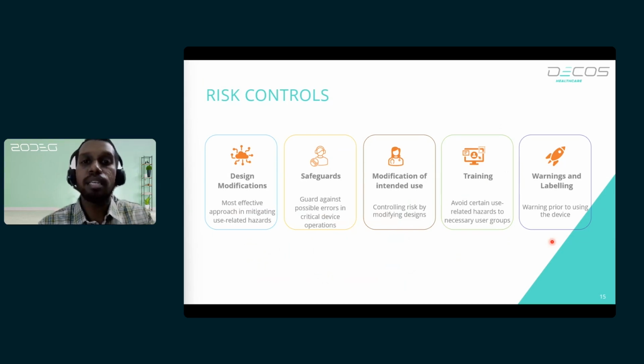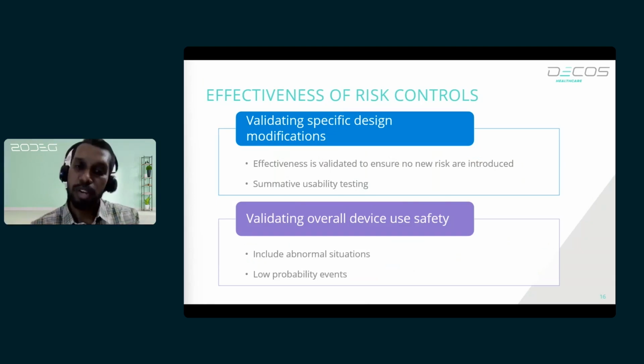So all these can be given through warnings and labels. Once we have identified mitigation plans, we need to evaluate the effectiveness of the risk control measure. Effectiveness would be done through two steps. One is we need to validate the design change that has been done. So we need to identify whether there were any new risks.